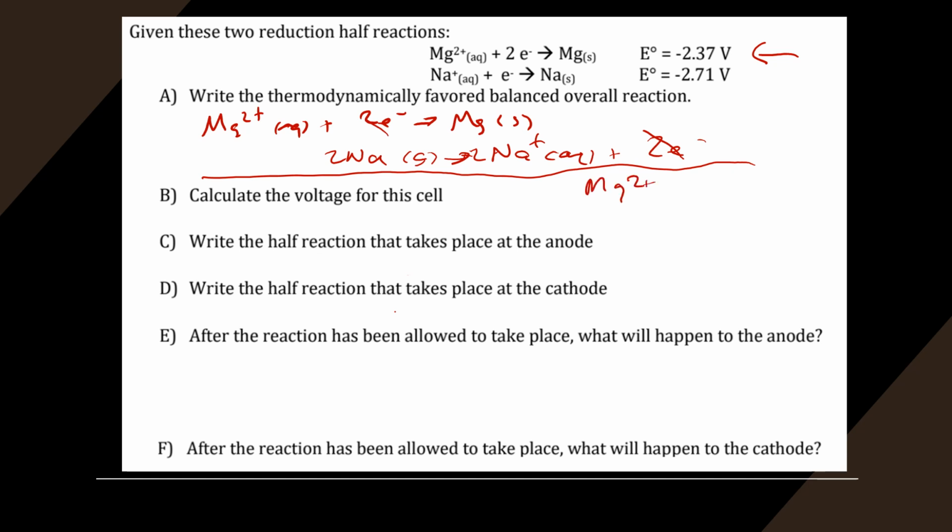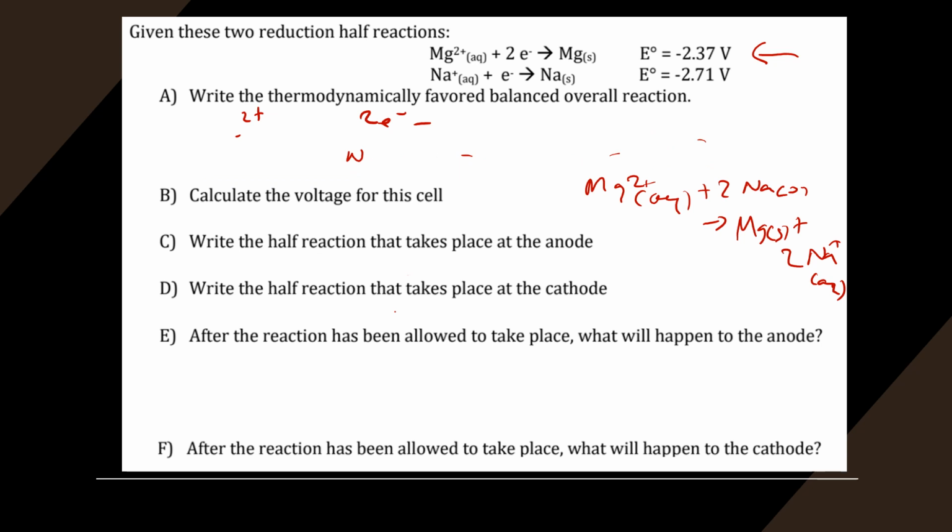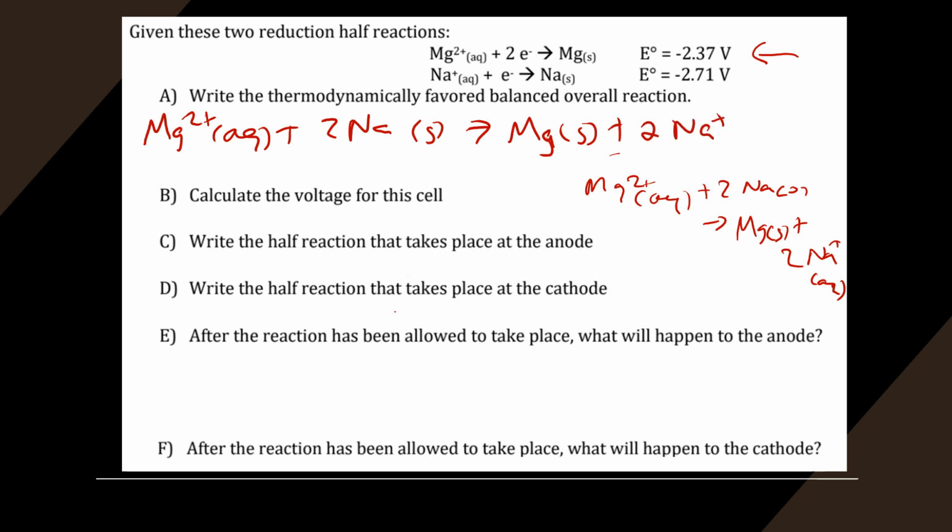Magnesium 2 plus aqueous plus 2Na solid produces Mg solid plus 2Na plus aqueous. Now I'm going to rewrite this up here so you can clearly see it: magnesium 2 plus aqueous plus 2Na solid produces magnesium solid plus 2Na plus aqueous.